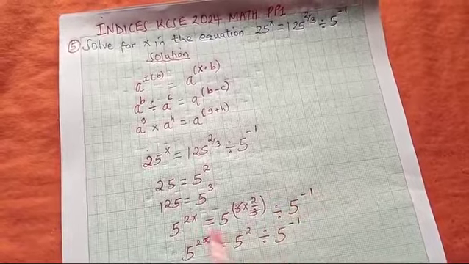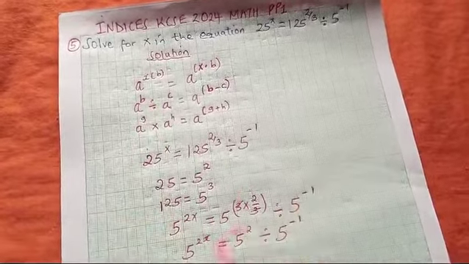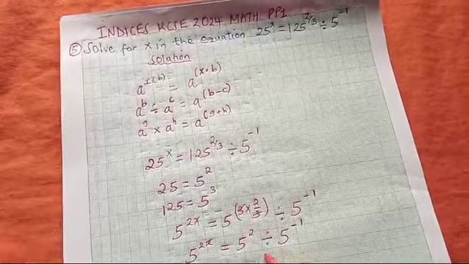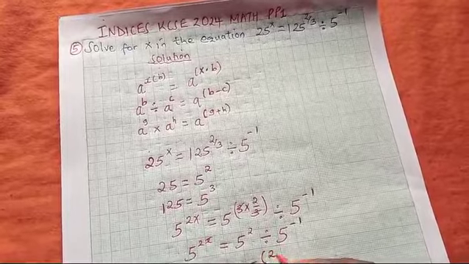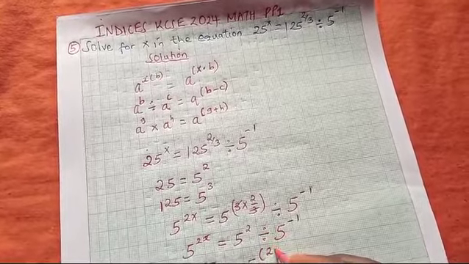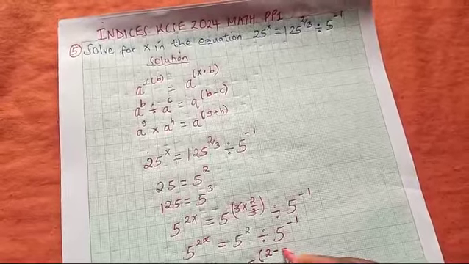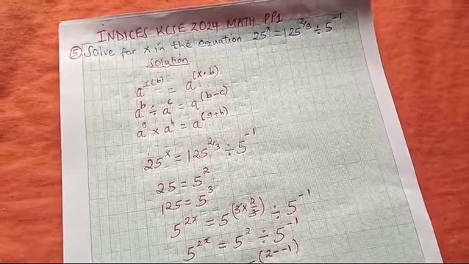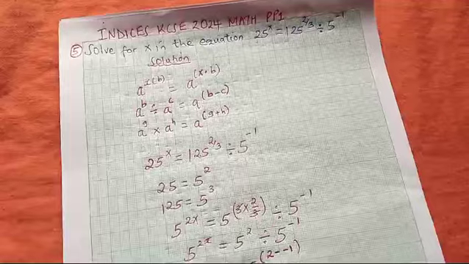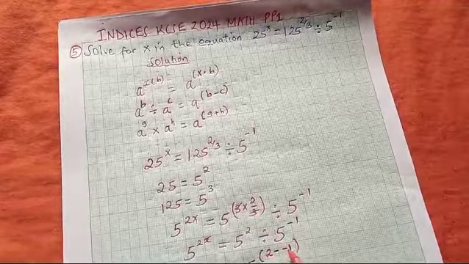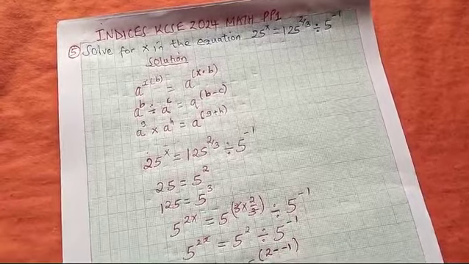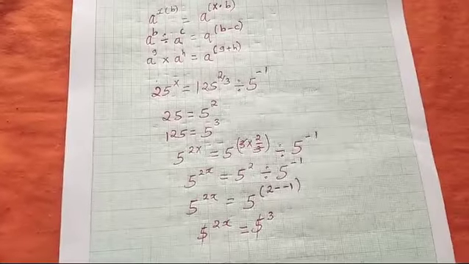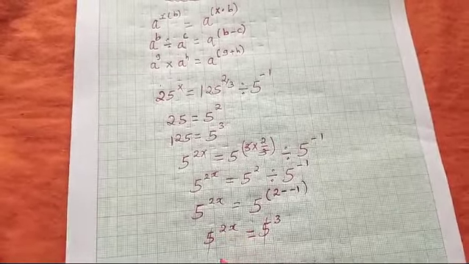We are going to use this law number 2. Now we will say 5 raised to 2x is equal to 5, and then we open the bracket raised to 2. When we have division, it is the same as subtraction, minus 1. Then we have 5 raised to power 2x is equal to 5 raised to 2 minus 1, which is the same as 3. When the bases are the same, we just cancel the bases. So we remain with the powers.